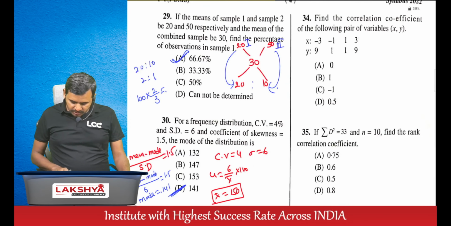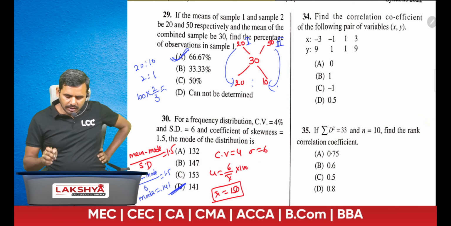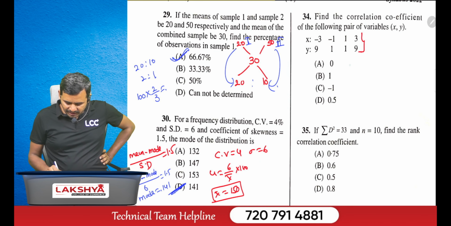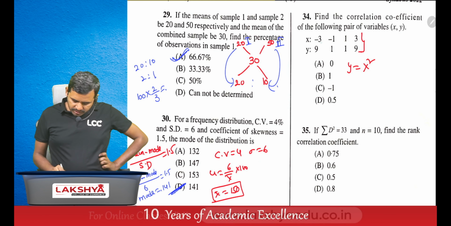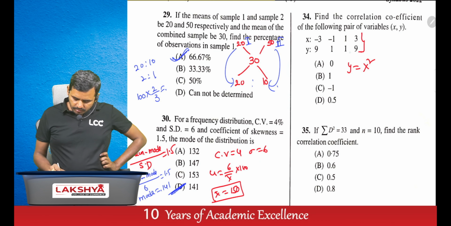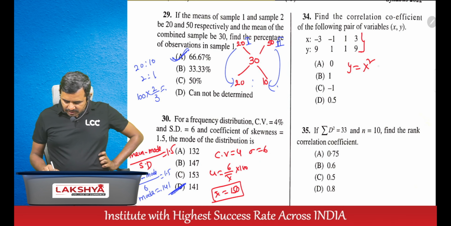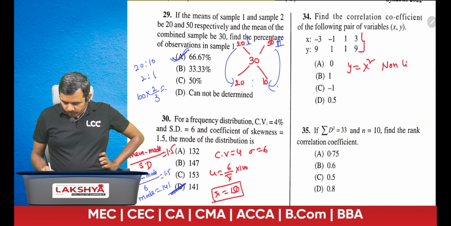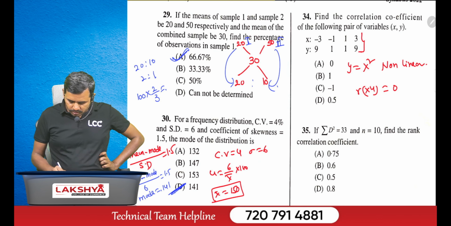Next problem is 34. Find the correlation coefficient for the following data. Observe this data, x and y. Shall I write it like y is equal to x square? Say yes or no. x is equal to -3 means y is equal to 9, -1 means 1, 1 means 1, like that. That means it is a non-linear equation. For a non-linear equation, r of x comma y is equal to 0. A.